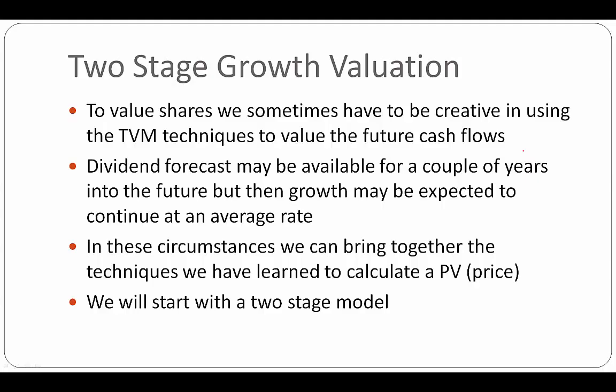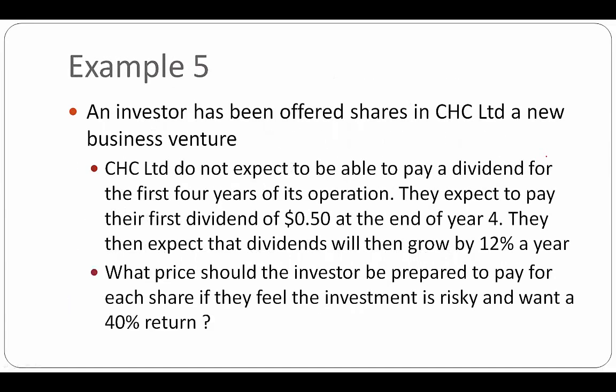It says, what's the dividend we expect this year? How quickly do we expect it to grow for some period of time? And then after that, it's going to grow for a shorter period of time. Again, we're making some assumptions about reality here. Let's say that an investor has been offered some shares in CAC Limited, a new business venture. They don't expect to pay a dividend for the first year of operation, but they expect to pay their first dividend of 50 cents at the end of year 4, and then they expect the dividends to grow at 12% a year. What price should an investor be prepared to pay if they want a 40% return?